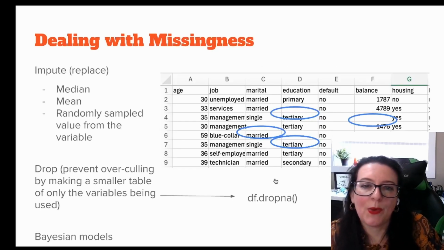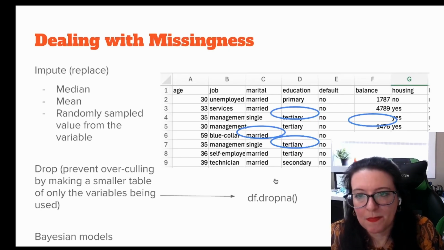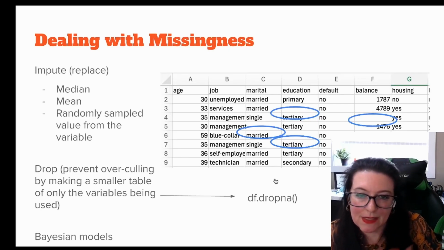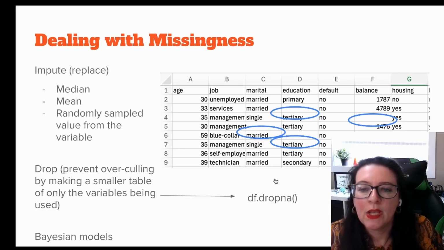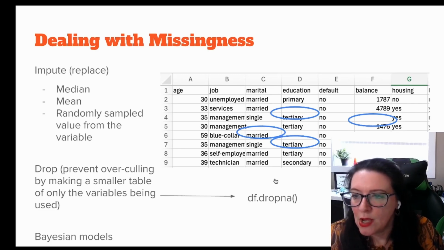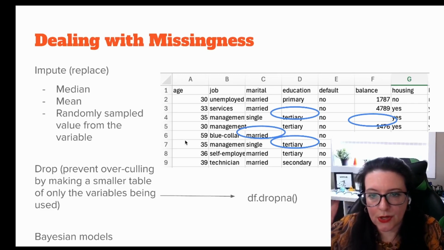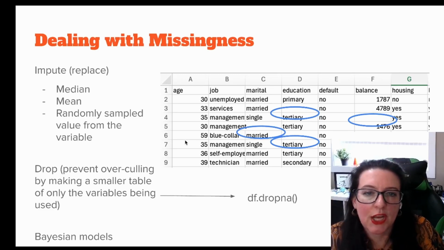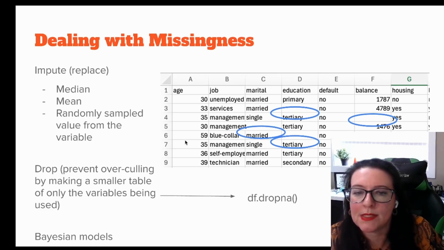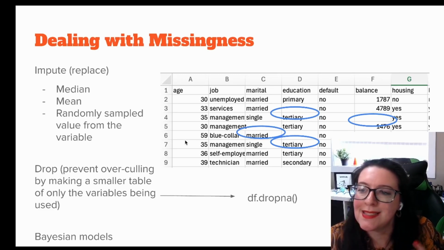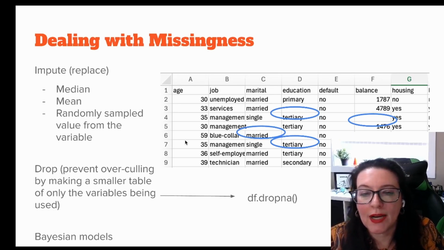All right, so how do we deal with missingness? There are different ways, which we referenced in the previous video. You can impute or replace the missing information. In this particular data set, we're missing the marital status, we're missing the educational status for one person, and we're missing the bank balance. So we can see this information is not there.